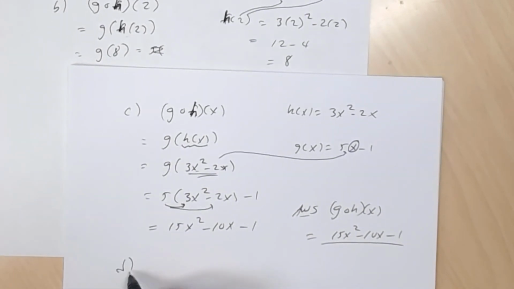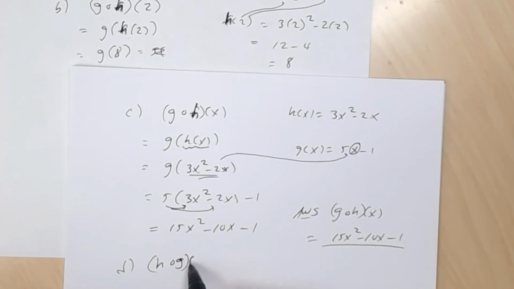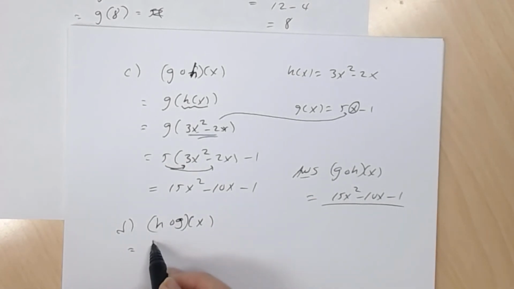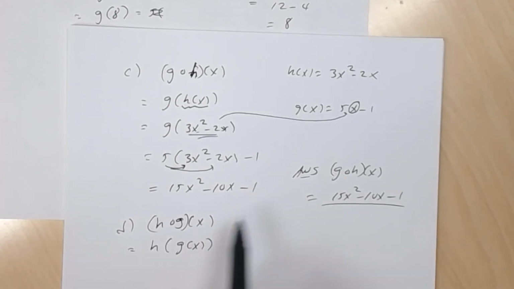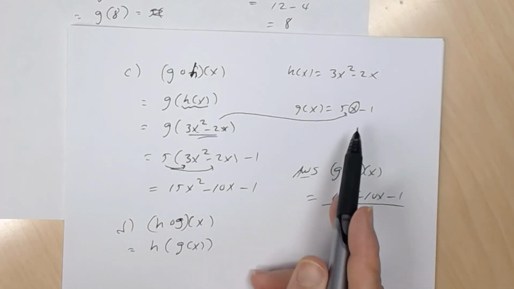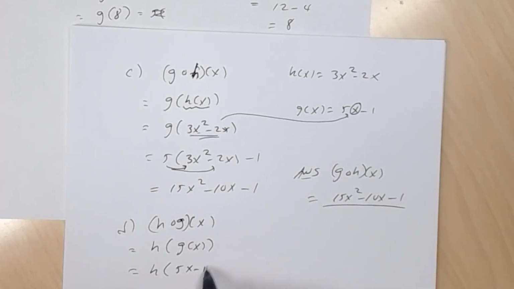And then finally, let's look at D. Suppose I want to find H composed with G at x. Well, by definition, that means H of G of x. And so then I find out what G of x is. Well, G of x is this right here. So I'm going to replace the inside with what it's equal to. So H of 5x minus 1.